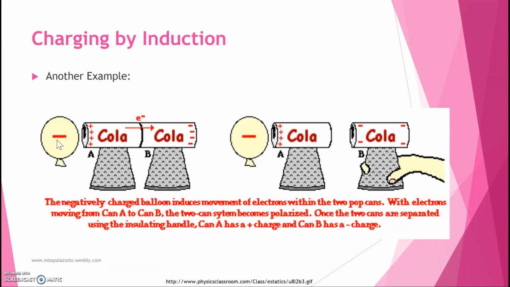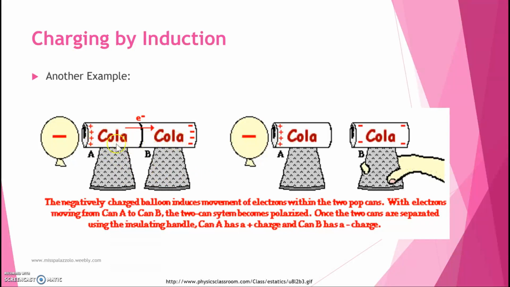Because it's an insulator, it doesn't really transfer those electrons, but it will attract other protons. So in this case, the negatively charged balloon induces a movement of electrons within the two pop cans. If you have two pop cans that are placed end to end, and they're placed on a little stand here, when you're moving the stand only, you're going to see that change.